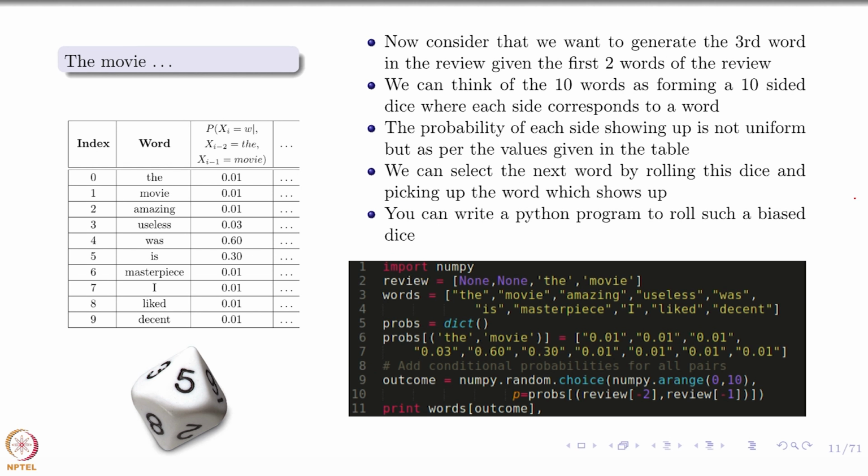You can go back and look at this code. So here we have a conditional probability distribution. Given the past two words were "the movie", we have the probabilities assigned to all the 10 remaining words. Given the past two words, we have the probabilities that all the 10 words can take. So it's just like you had the probabilities for the 3 sides of the coin. You have the probabilities for the 10 sides of your dice. And now you just need to generate a random number and pick the value which falls in the right bucket. Does that make sense? Okay.